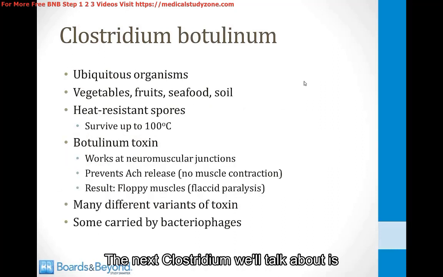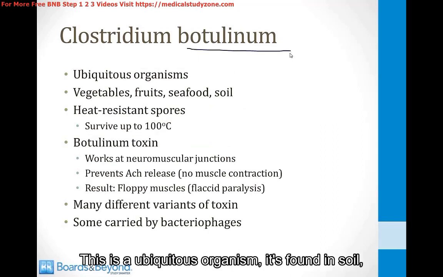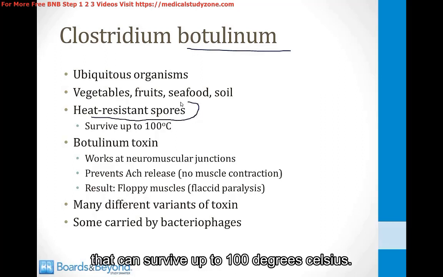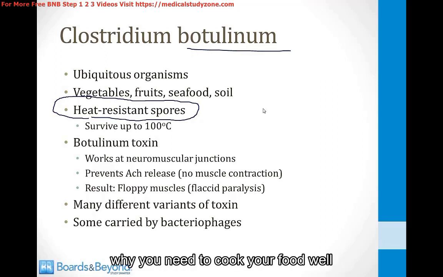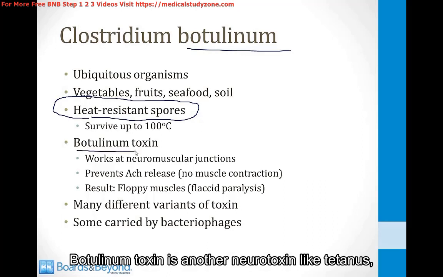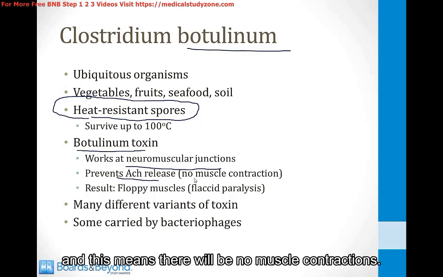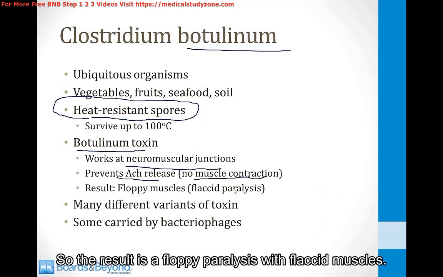The next Clostridium we'll talk about is Clostridium botulinum. This is a ubiquitous organism. It's found in soil, in vegetables, fruit, and seafood, and it makes heat-resistant spores that can survive up to 100 degrees Celsius, and this is one of many reasons why you need to cook your food well so that you don't get sick. Botulinum toxin is another neurotoxin like tetanus, and it works at neuromuscular junctions, and it prevents acetylcholine release, and this means there will be no muscle contractions. So the result is a floppy paralysis with flaccid muscles.